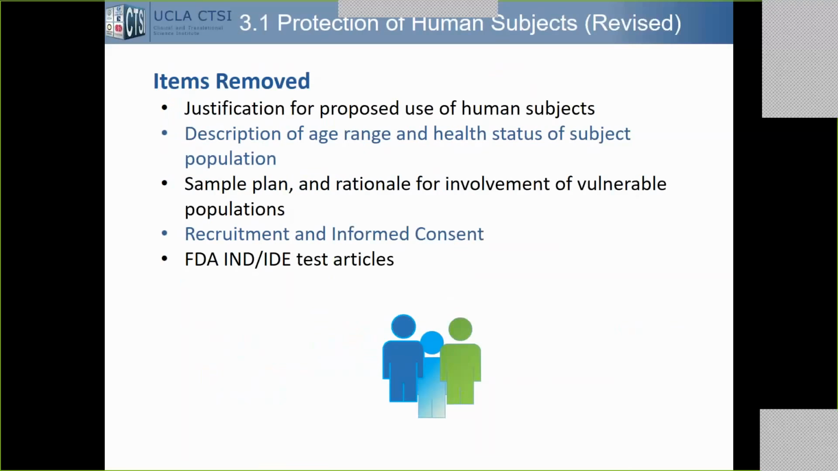So another thing that's pretty majorly revised is the protection of human subjects documents. And I think a lot of us are familiar with what this looked like before. It's essentially the same, but there are a couple of items that were removed and put into different areas of the collection form. So things like the justification for the proposed use of human subjects is not there anymore. The description of the age range is not there anymore because it's its own field. Recruitment and informed consent has been removed and put into its own document. For FDA, IND, and IDE test articles, that's not required anymore because, again, there's a separate space for that to be uploaded.